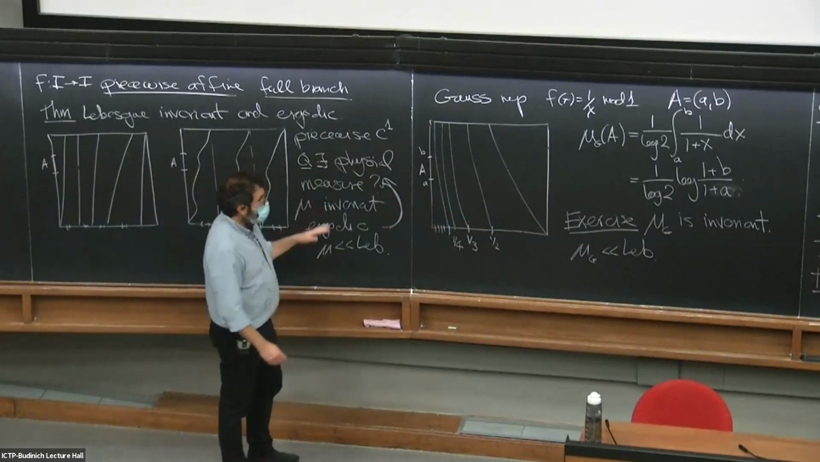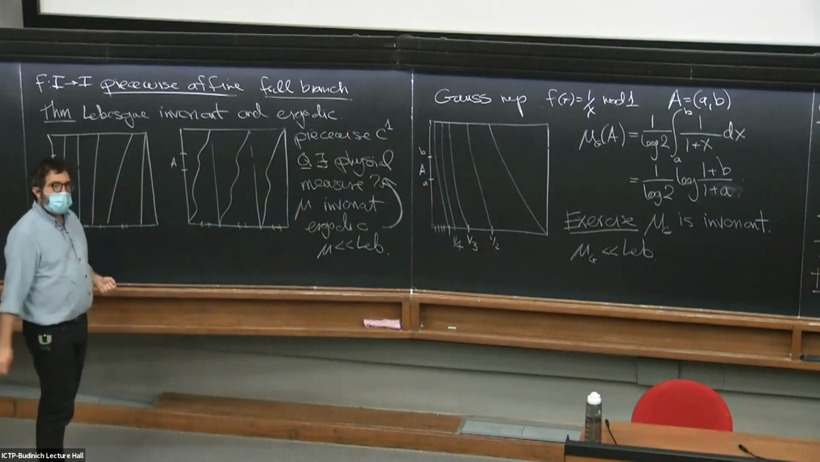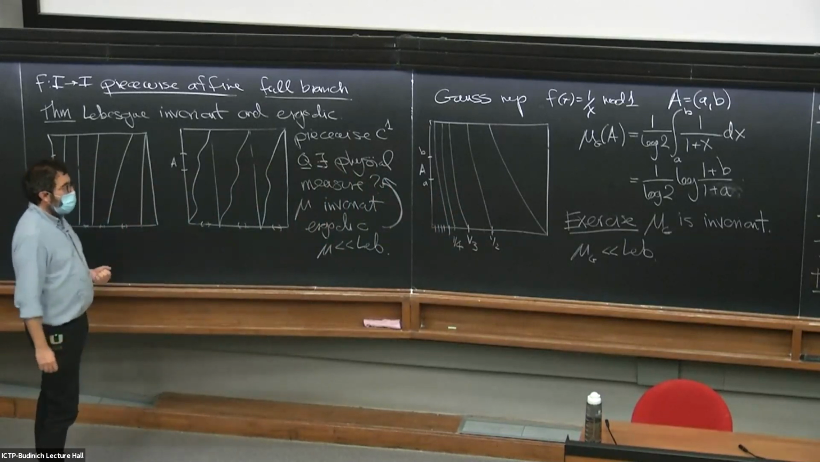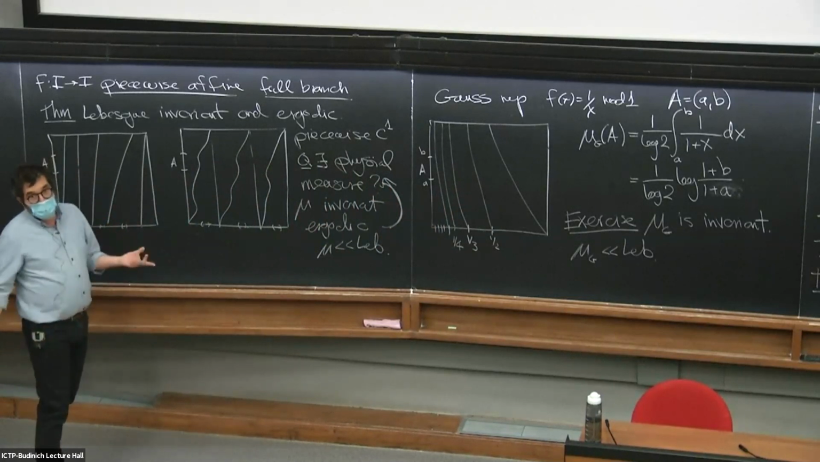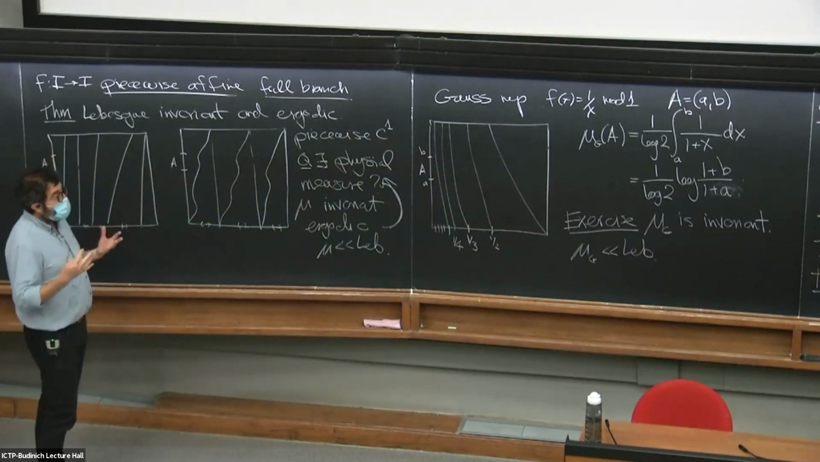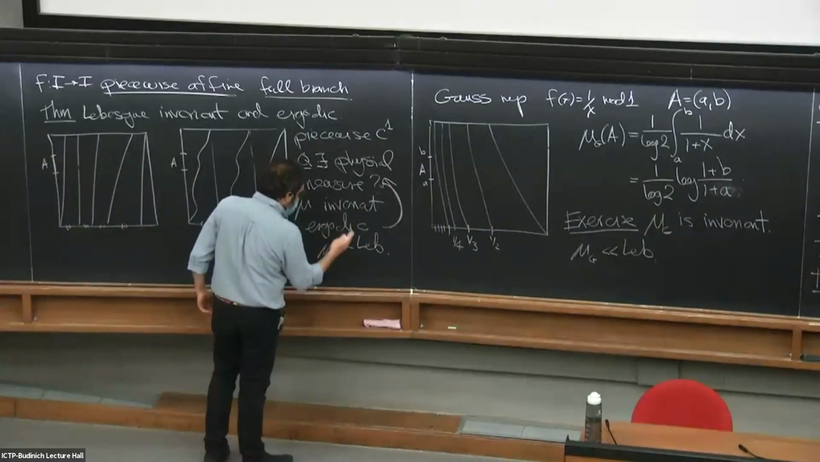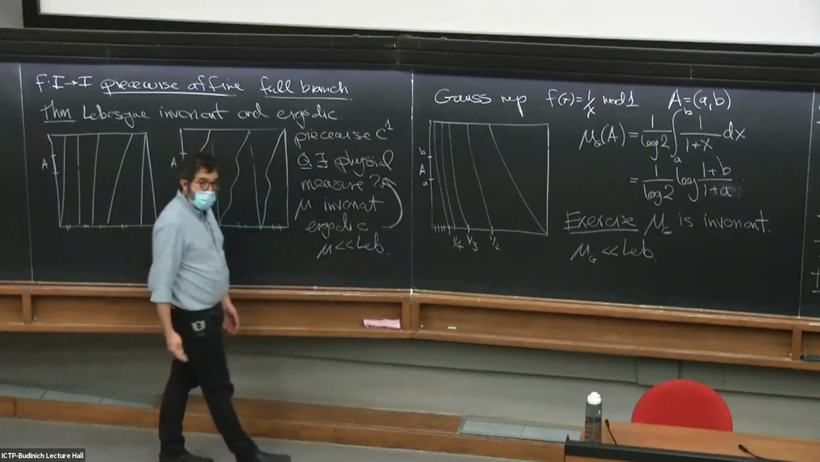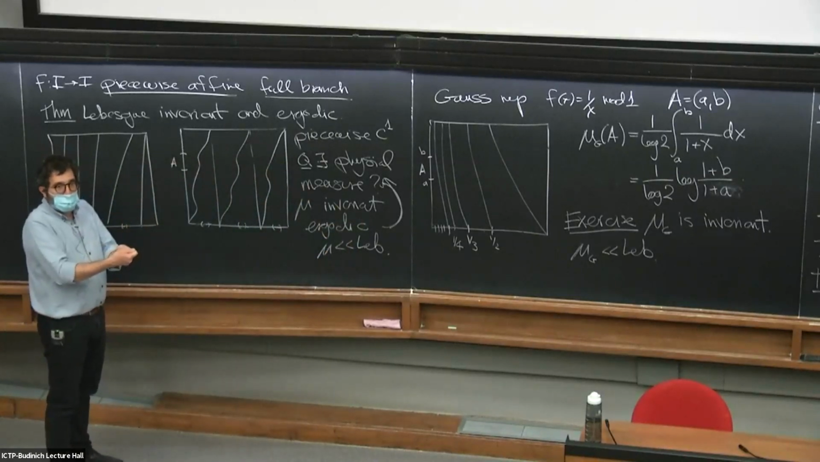Okay, but if you have a map that is not full branch, it turns out that in many cases you can construct an induced map that is full branch. And in fact, there are also some results that show that basically any map that has an invariant ergodic absolutely continuous measure has an induced map that is full branch.